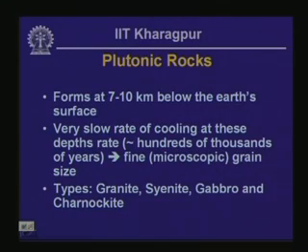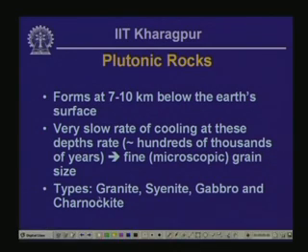The slower the cooling rate, much larger crystals can grow, and in fact you will see that interlocked crystal structures is typical of many different types of plutonic rocks. Now the examples of plutonic rocks include a very major proportion of plutonic rock actually is granite, and then there are other types including syenite, gabbro and charnockite. Charnockite is another type of rock which is available over a large portion of the Deccan Peninsula.